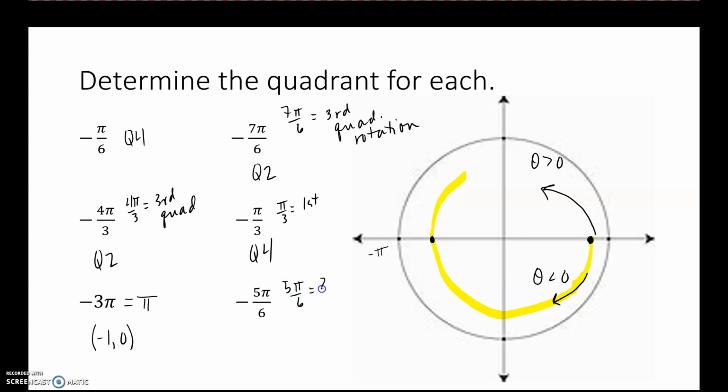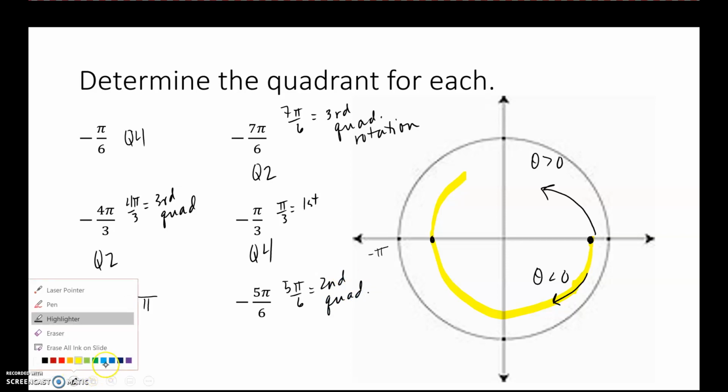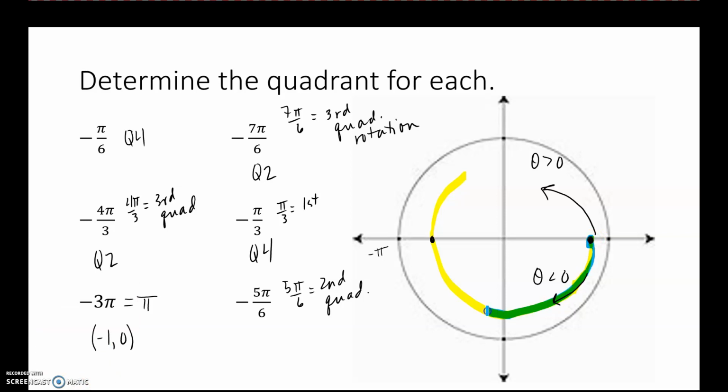Okay, 5 pi over 6 is a second quadrant rotation. So I'll change my highlighter color. From start, I go through 1 quadrant and I end in my second quadrant, but I'm doing it in the clockwise direction. So I would land in quadrant 3.